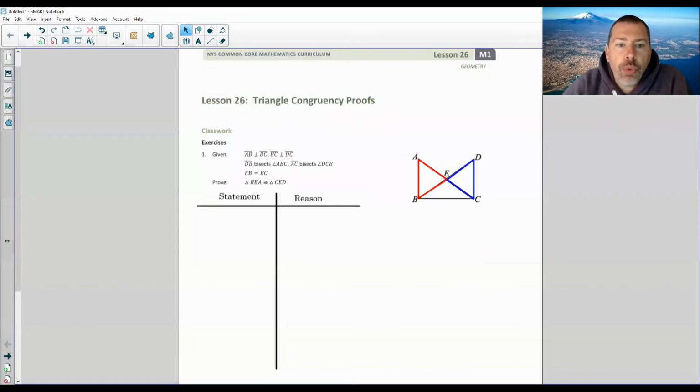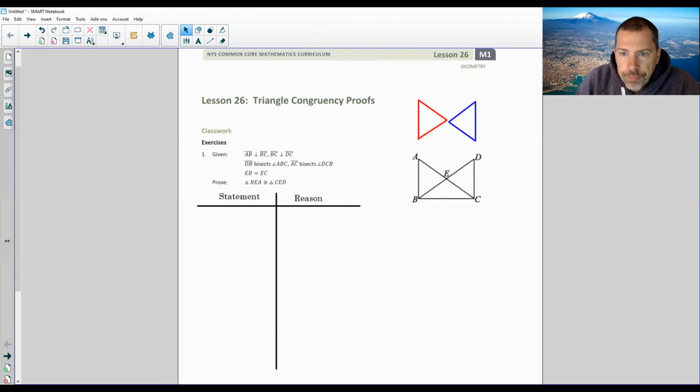Okay, welcome to lesson 26. This is Triangle Congruency Proofs. And in problem number 1 here, I've already color-coded what we're trying to prove. It's really important that when you look at a proof like this, you go right to the bottom and see what our goal is. After color coding these, I'm now going to move them out of the way so we can see the whole diagram and then the exploded diagram. So this is our goal.